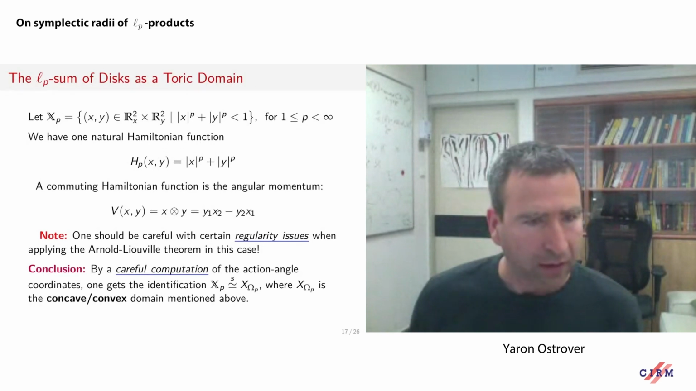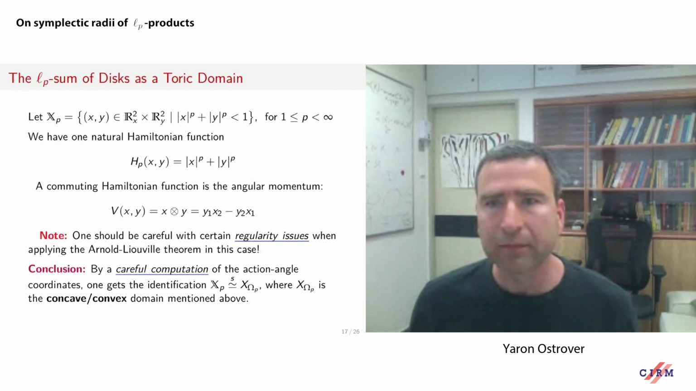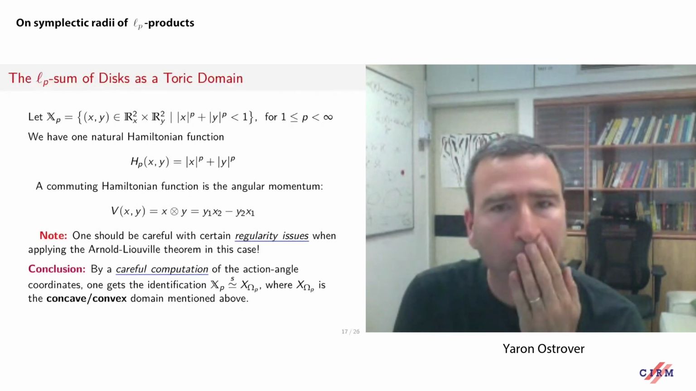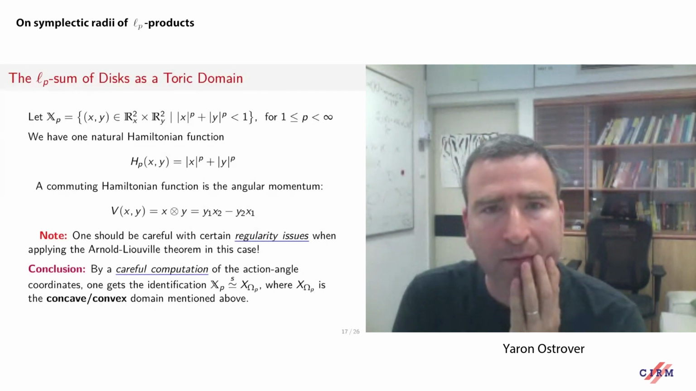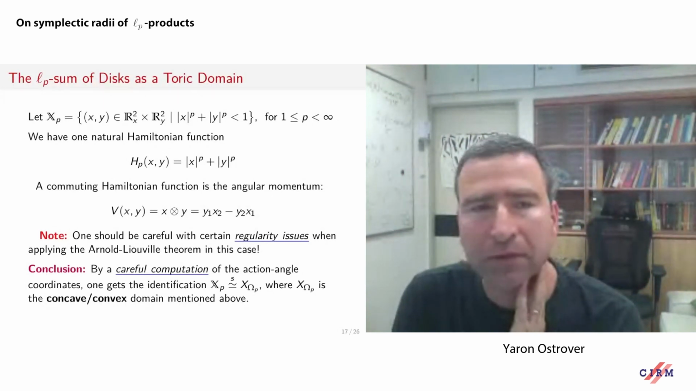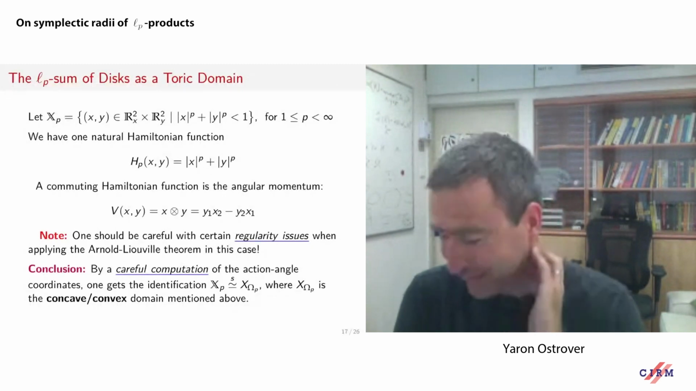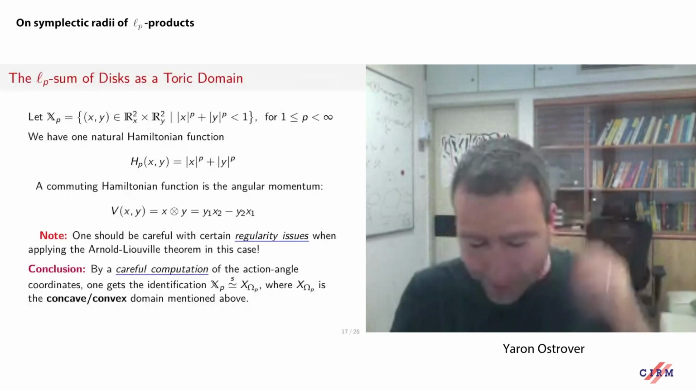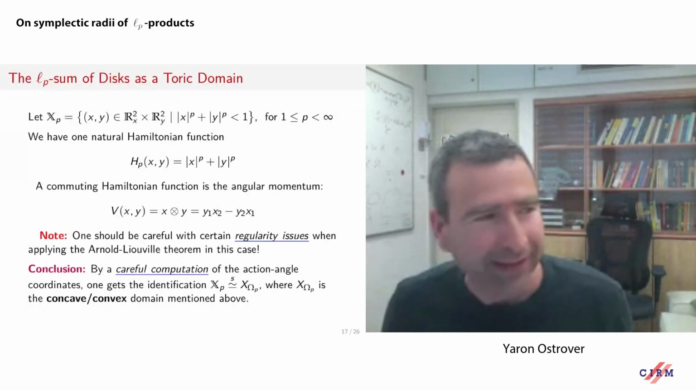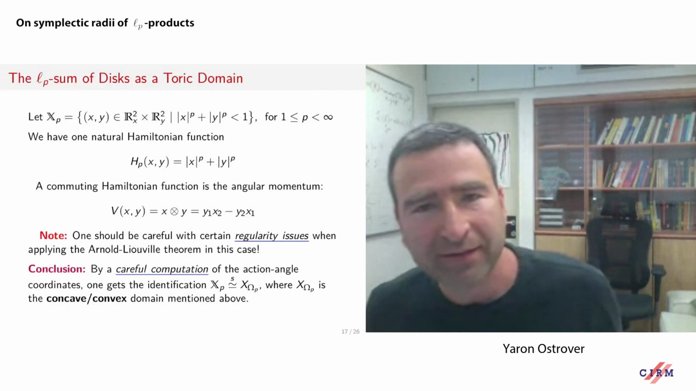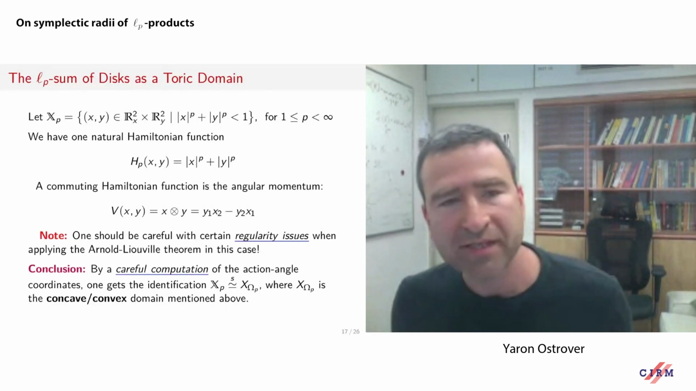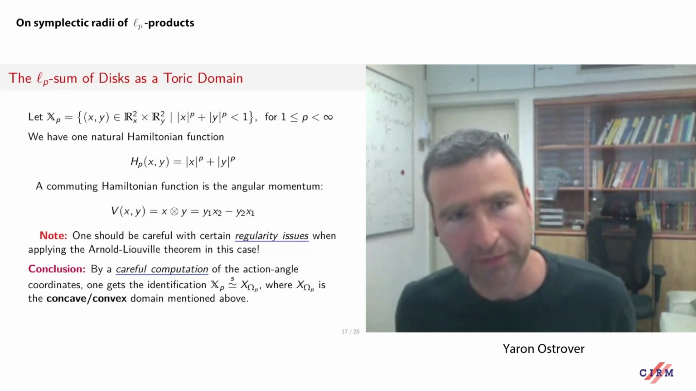Okay. Yes. Can I ask a question? Yes. So you took the P product of two disks. Does this generalize if you take the unit disk of a norm and of a dual norm? Okay. Yes. So the short answer is that for general convex bodies, I don't know the answer.